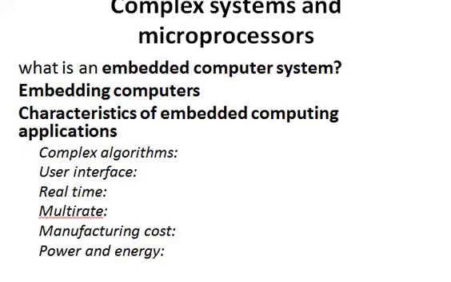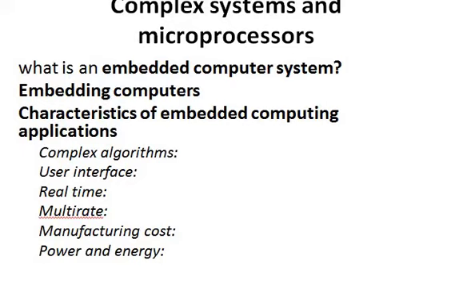Next is the characteristics of embedded computer applications. As I told you, embedded applications are used in various domains today, and here we'll discuss a few of their characteristics. First is specific functionality. They use complex algorithms. The operations performed by these embedded systems or microcontrollers may be very sophisticated because they use complex algorithms.